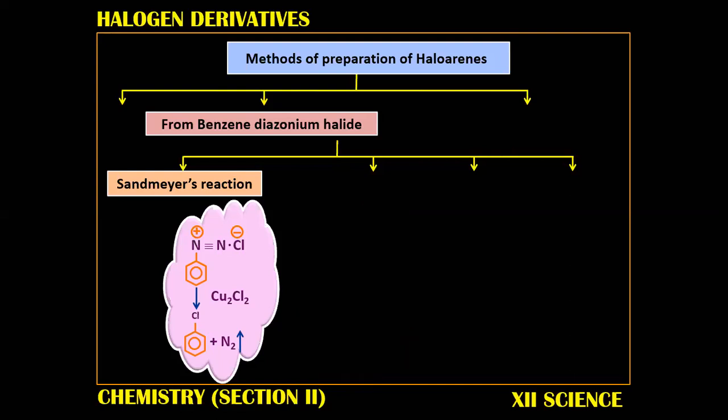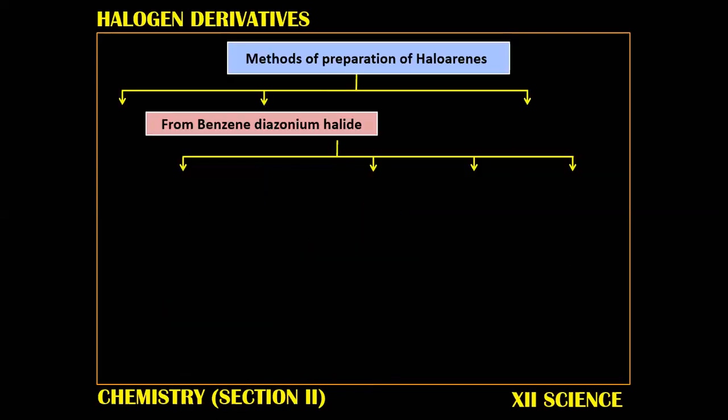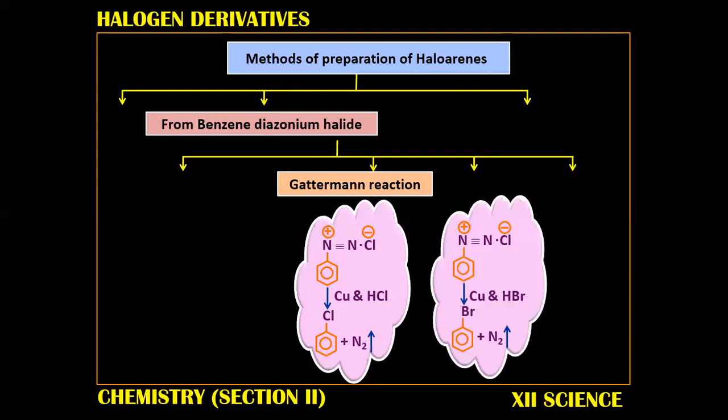We'll go to the next, that is Gattermann. Now in Gattermann also it is exactly the same reaction. We get chlorobenzene and bromobenzene only. The difference is only the catalyst will change. Here we have to use reagent copper and HCl, and in this case copper and HBr. Rest everything is same. So what is Gattermann reaction? Benzene diazonium chloride reacts with copper and HCl to give chlorobenzene, and with copper and HBr gives you bromobenzene. In both the cases, nitrogen gas is evolved as a byproduct.